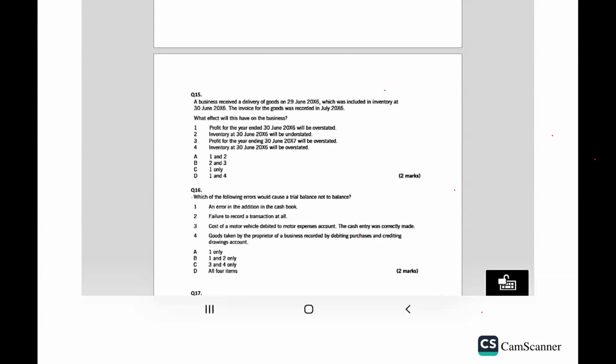You know that when you make an error in the cash book, whatever you record in the cash book goes where? It goes through the trial balance as cash, right? Those are assets. Yes, those are assets. Okay.